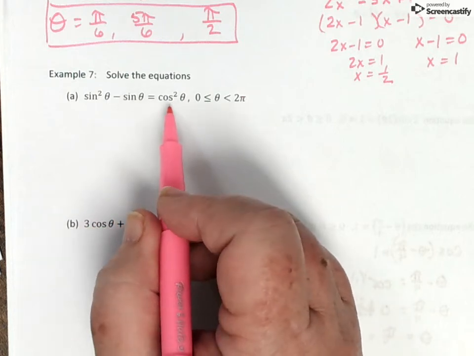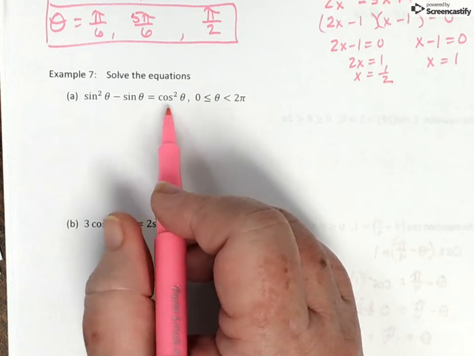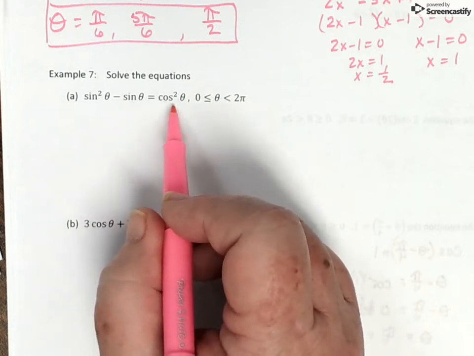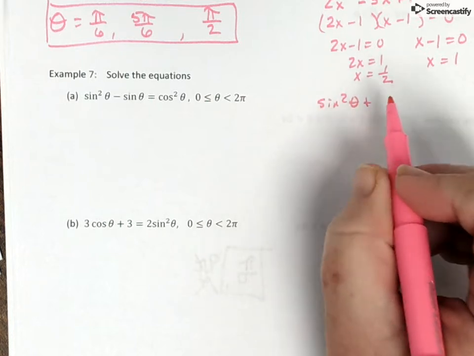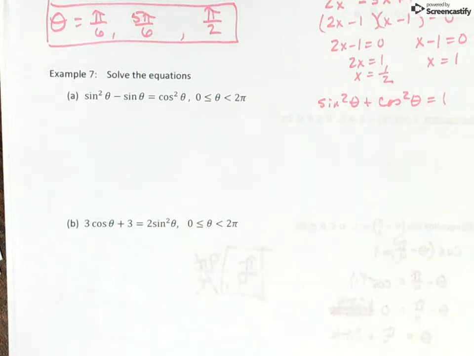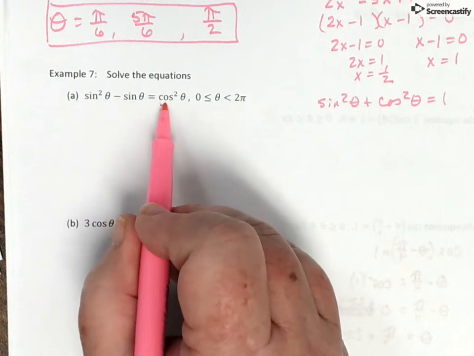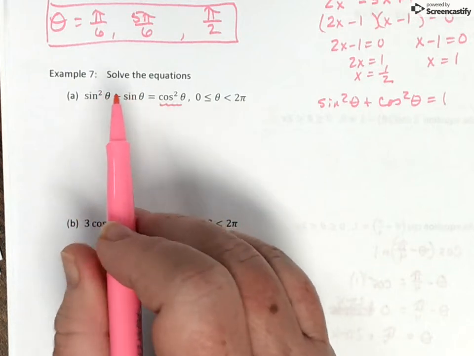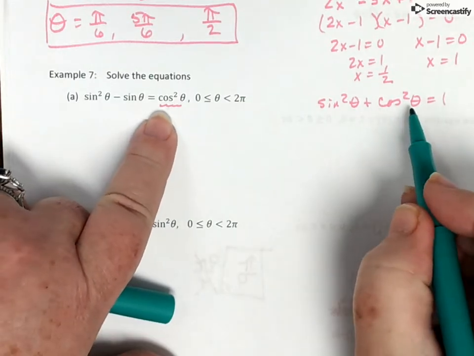So remember those Pythagorean identities that we talked about earlier in the unit? You have to remember that sine squared theta plus cosine squared theta is equal to 1. And what that means is if I wanted to get rid of one of these, and I'm going to probably choose to get rid of this because there's two of them that have sine in it, I have to isolate cosine theta.